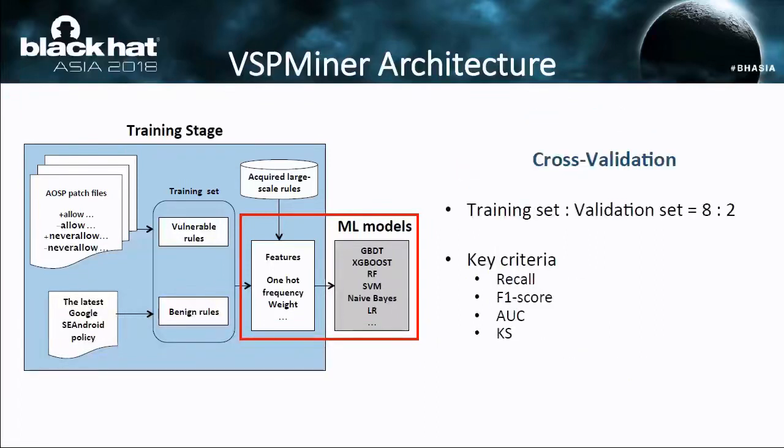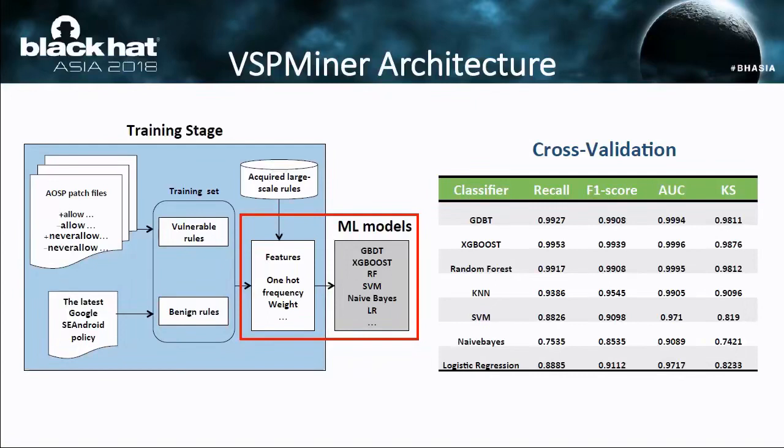For different models, we will do a cross-validation, and we will split the training set into two parts. 80% will be taken as the training set, and the rest of the data will be taken as the validation set. And we will also use key criteria to judge whether the model or the algorithm is reasonable, such as recall, F1 score, AUC, and also KS values. This is very classical criteria in machine learning techniques.